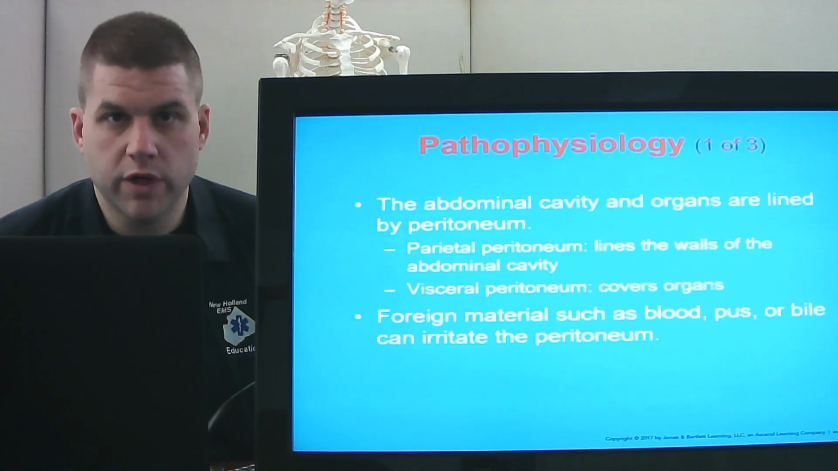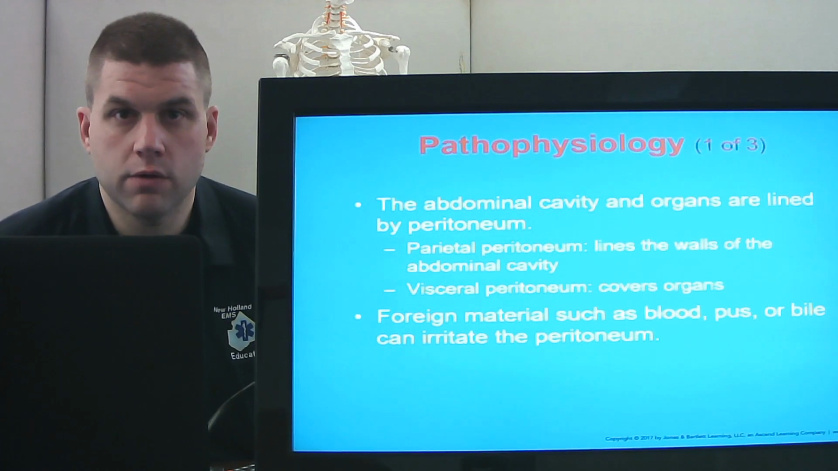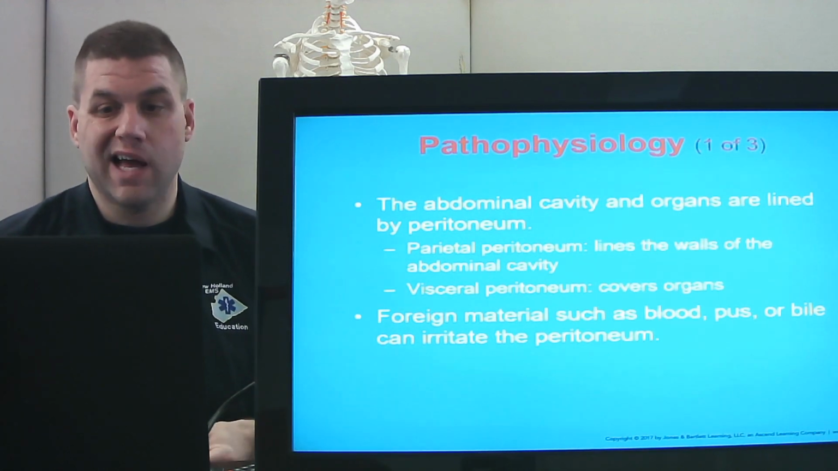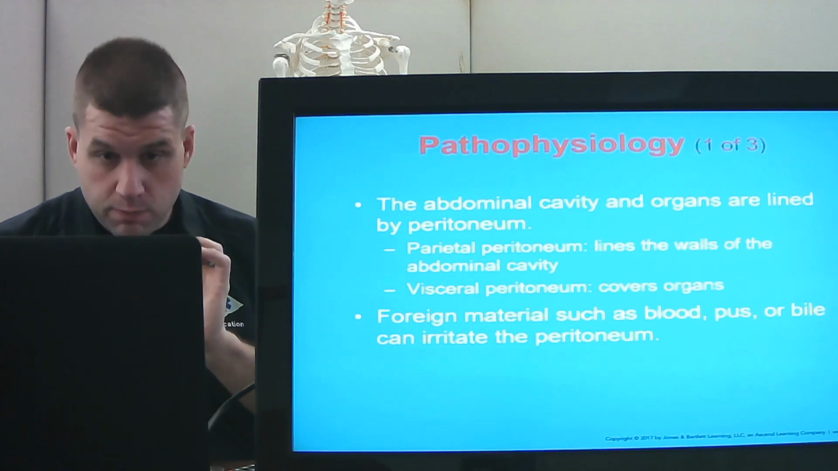Pathophysiology, right? This is what we need to know. This is the meat and potatoes of what we're doing. The abdominal cavity and organs are lined by the peritoneum.